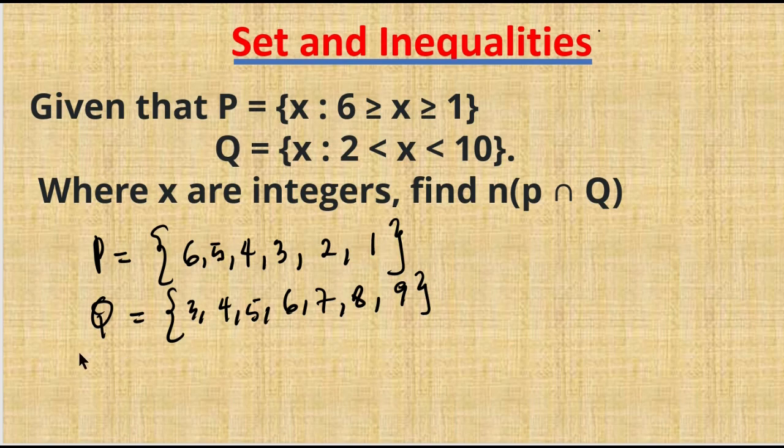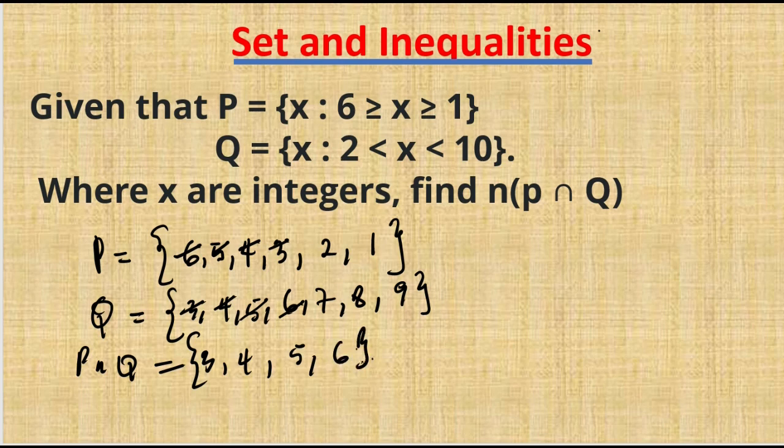Now we have to pick P intersect Q. P intersect Q refers to the elements I have in both P and Q. Here I have 3 and here is 3. I'll go with 3. Here I have 4, here is 4. Here I have 5 and here is 5. And here I have 6 and here is 6. Now those are all the elements in both P and Q.